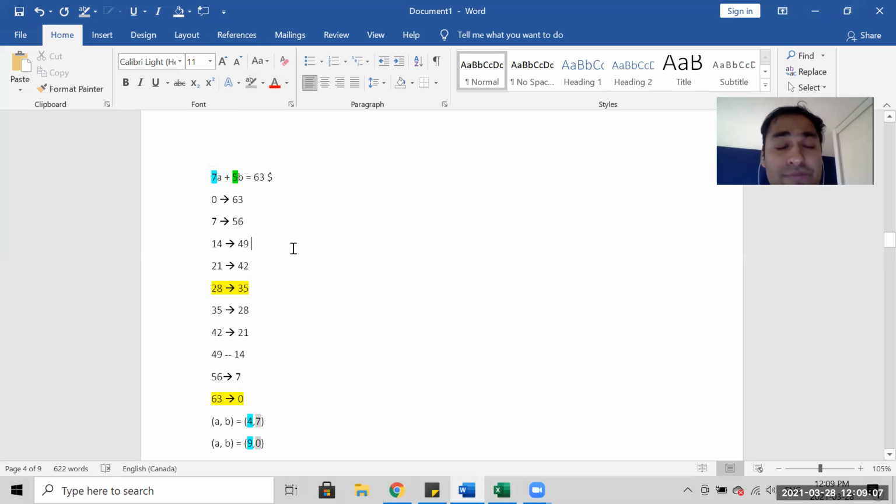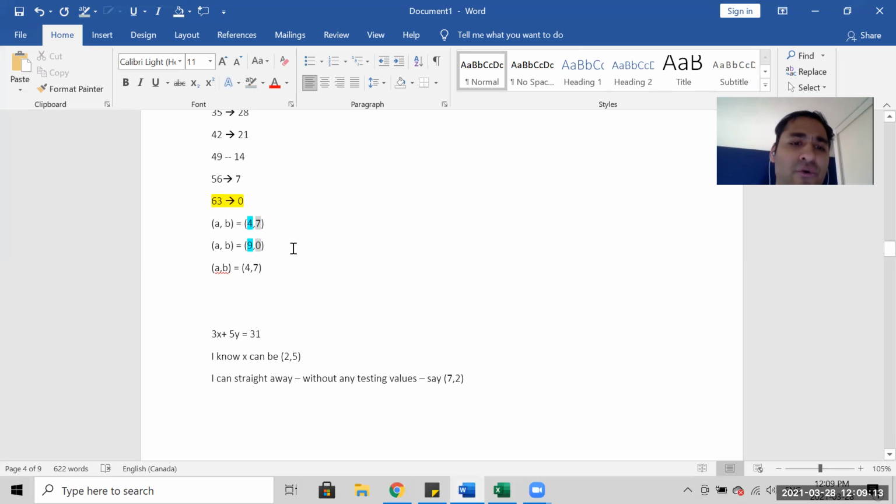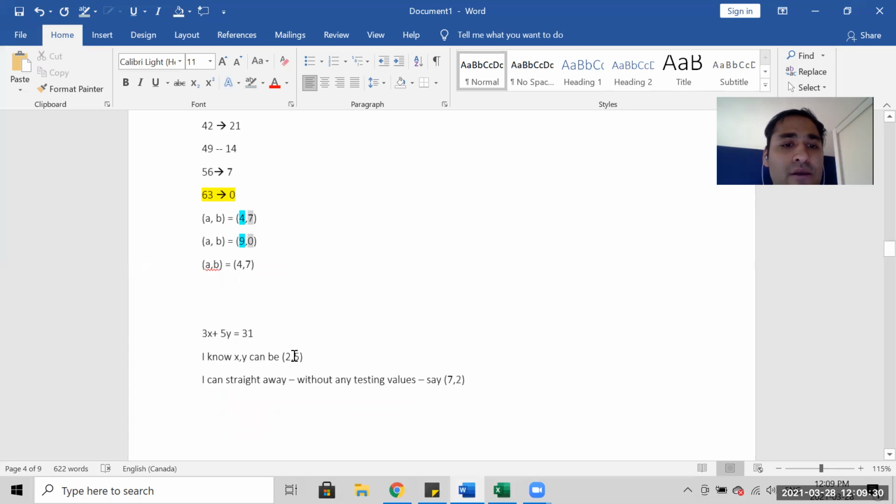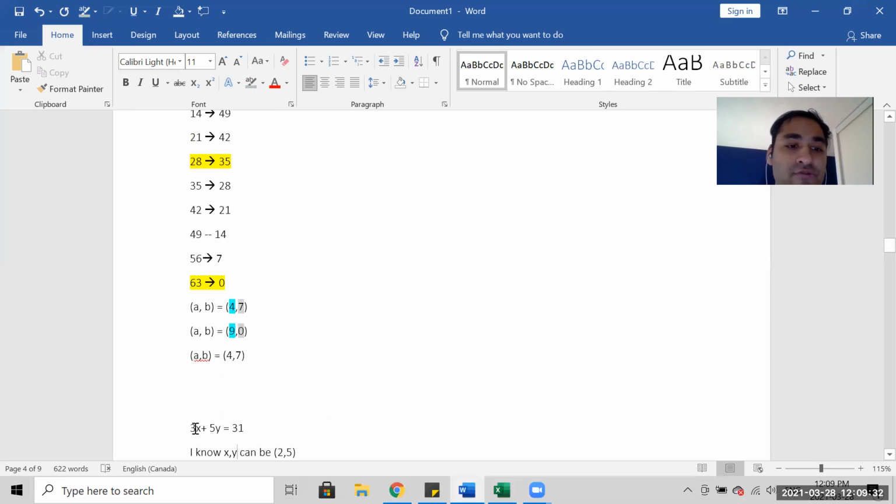Now, I don't think that is by accident. And by the way, I've tested this on other equations. I just threw out an equation randomly: 3x plus 5y equals 31, x and y positive integers only. And I noticed that x and y can be 2 and 5. So 3 times 2 is 6, plus 25, is 31.